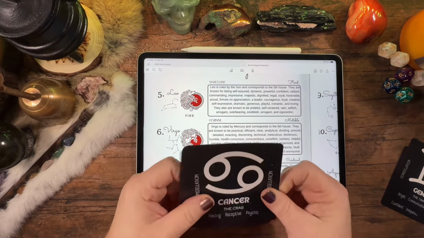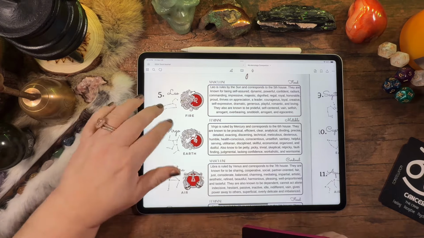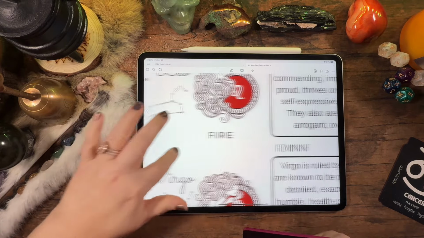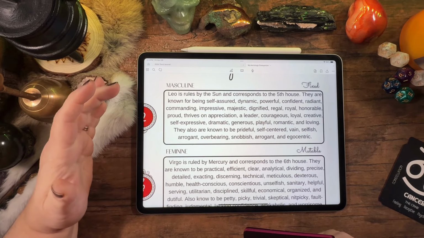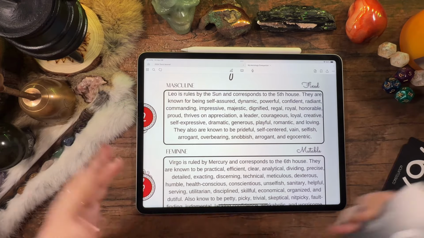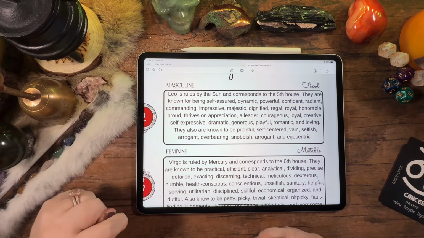So we get into Leo, which is a fire sign. This is what the constellation looks like in the sky. It is masculine. It is a fixed sign, so it would be the middle of the season, according to Western astrology. Leo is ruled by the sun and corresponds to the 5th house.